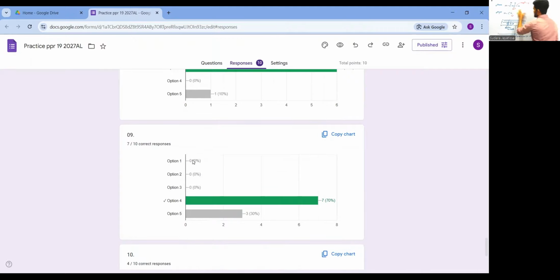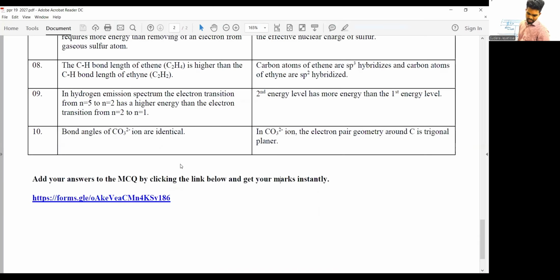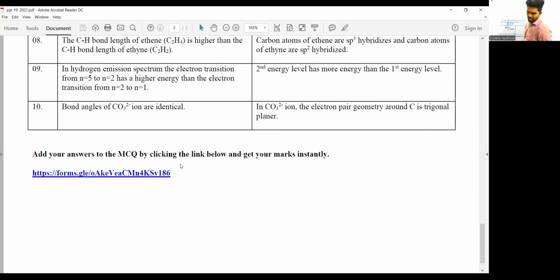Right, now let's go to the last MCQ. Last MCQ. Bond angles of CO3 2- are identical. So what do you think?